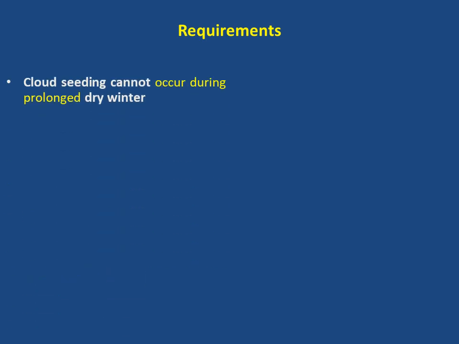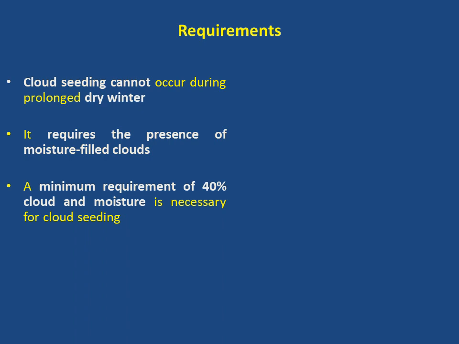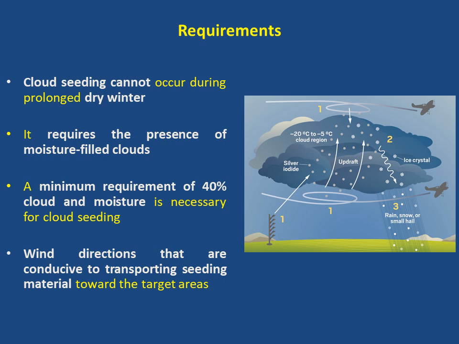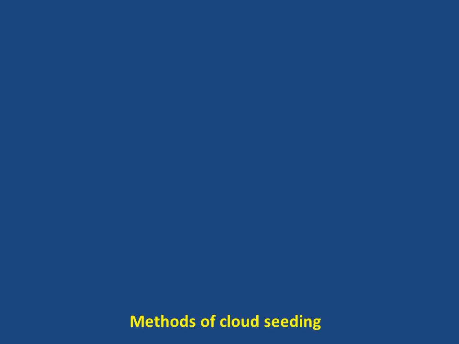Requirements. During dry winters, when storm systems are absent for long periods, cloud seeding cannot occur because cloud seeding requires the presence of moisture-filled clouds. A minimum requirement of 40% cloud and moisture is necessary for cloud seeding. We also need wind directions that are conducive to transporting seeding material towards the target areas.